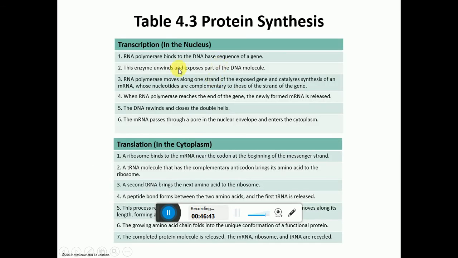And an easy way to remember step 1 and step 2: if you put them in alphabetical order, transcription would be first, followed by translation, and that's the same order of events that happen inside of the cell.